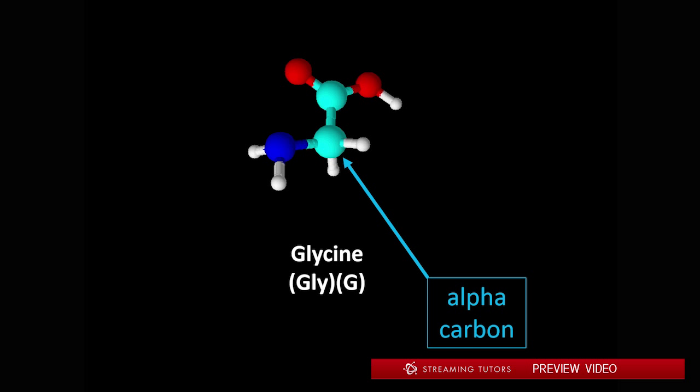So this is a space-filling model of glycine. Remember it from our discussion of amino acid structures and primary sequence. The alpha carbon is indicated here. Notice that the alpha carbon has its carboxylic and amino groups that you're familiar with. But what is its R group? What is its side chain? A mere hydrogen atom. It has no larger side chain like all the other amino acids do.